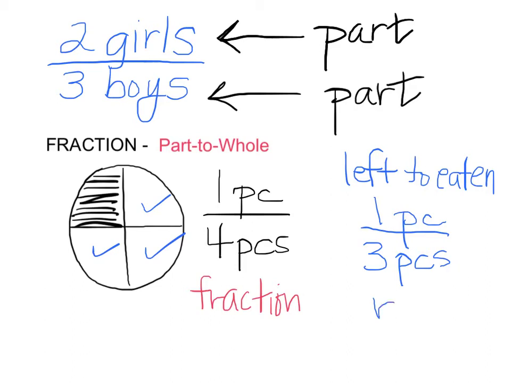So this would be a ratio because you are comparing 2 parts, the part that was left and the part that's been eaten already, versus the fraction where you're comparing 1 part, which is what's left, to the entire whole pizza, which is a whole pizza of 4 slices.